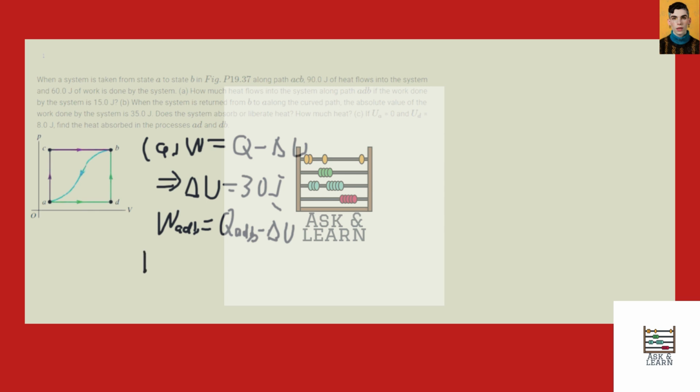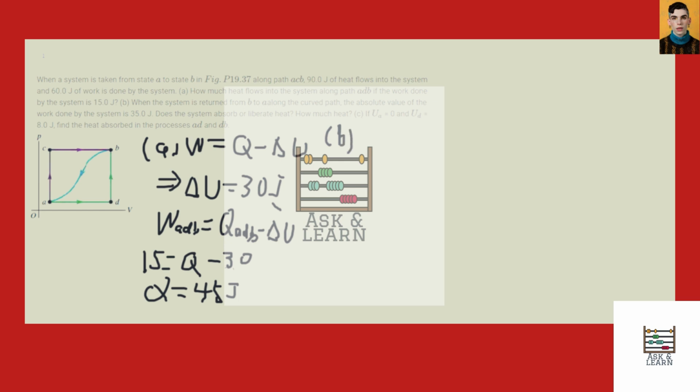So we obtain 15 equal to Q ADB. I just use Q here for short. Minus, this is not delta U anymore, this is 30 joules. So we obtain Q equal to 45 joules.